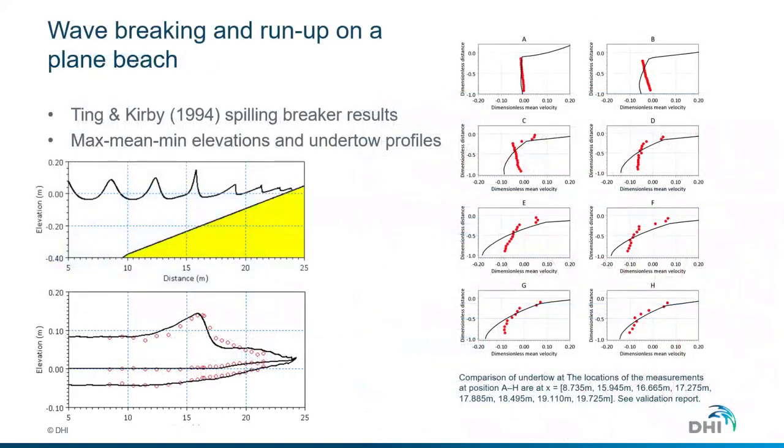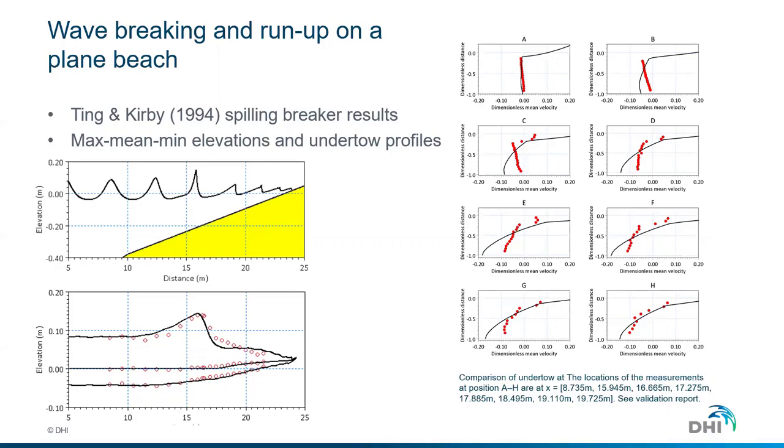Next up, we are looking into the wave breaking of Ting and Kirby 1994, where we have a regular wave train shoaling on a beach. Here we can see that we capture the wave breaking point quite accurately, and to the right we have some undertow profiles at point C.